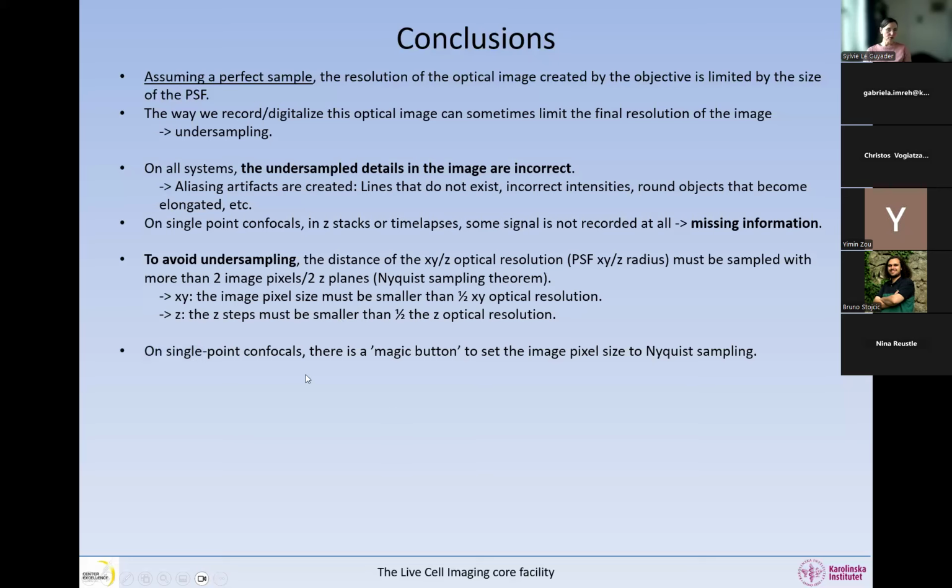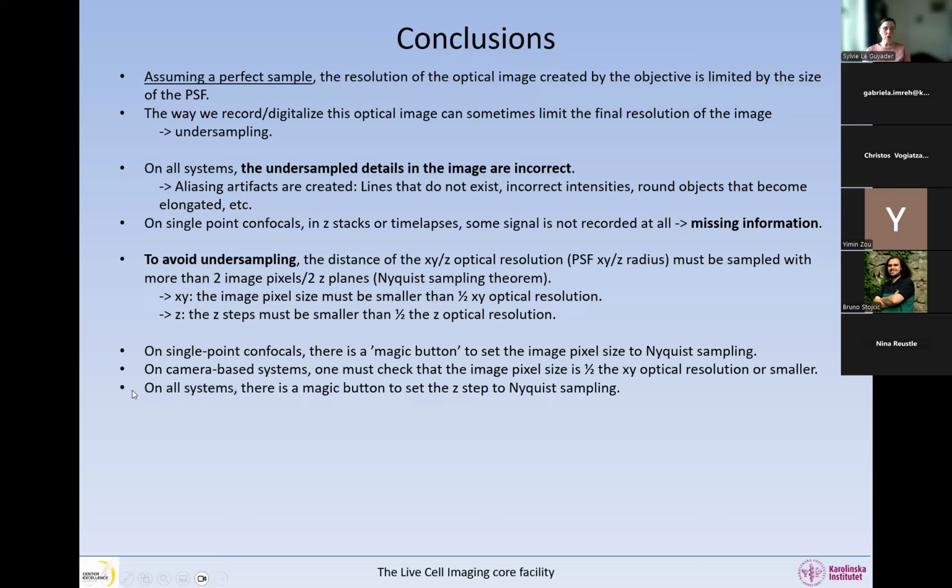On single point confocal, there is a magic button that will set everything to the correct sampling. And on camera-based systems, we must check that the pixel size is half the XY optical resolution or smaller, and we do that by calculating the camera pixel size divided by the magnification, or we look in the software what the image pixel is. On all systems, there is a magic button to set Z.